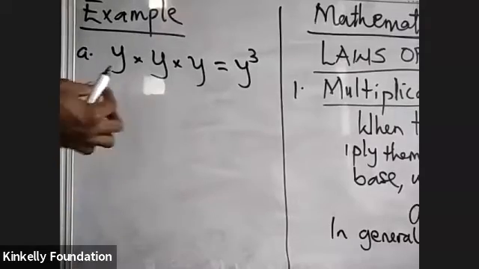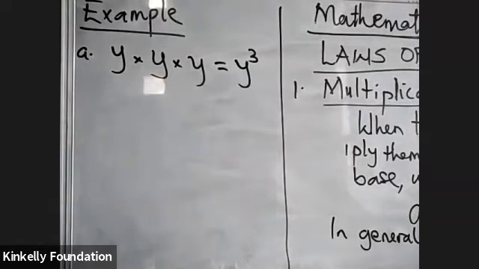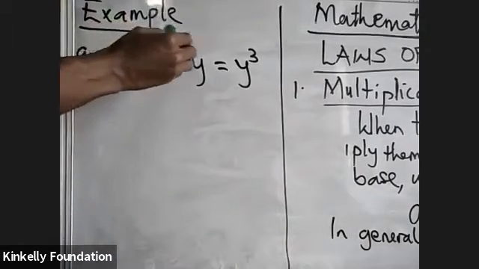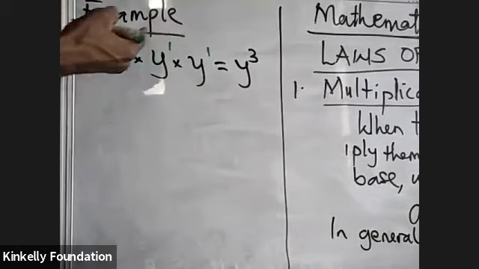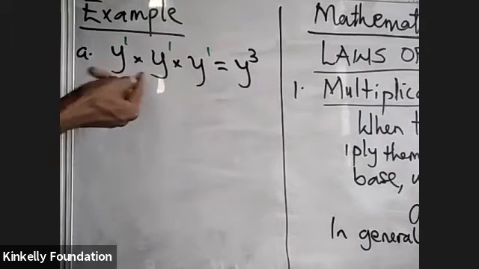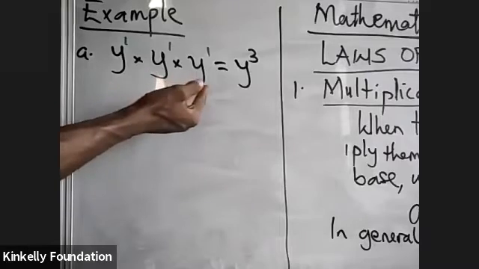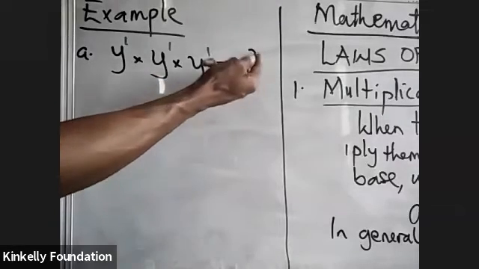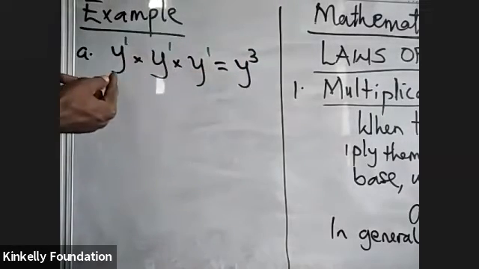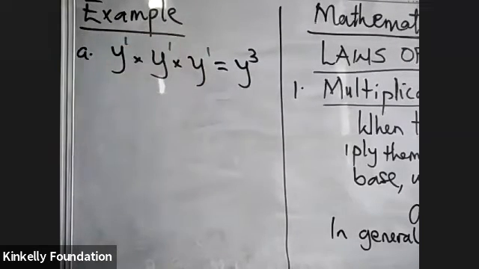In this case, you say y times y times y. You say it is y raised to power 3. What do you notice here? The power of each y is 1. When you add 1 plus 1 plus 1, you have 3. Now, we are able to add this because they have the same base. If this is y and this is x, you are not going to have this power 3. But once the bases are the same, you have the power to add.